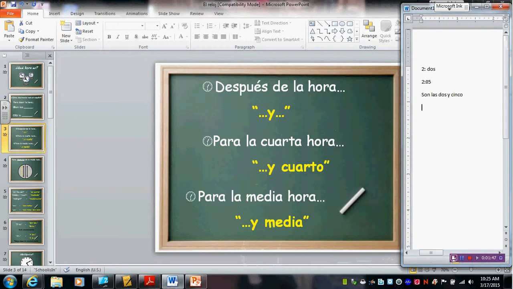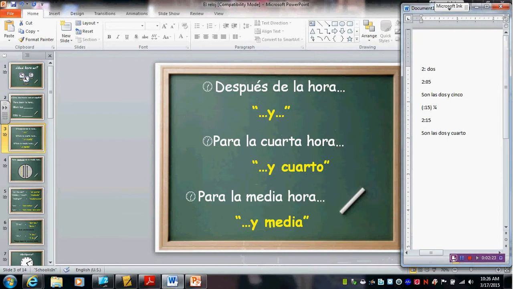When we have y cuarto, it literally means 15 minutes or 1/4. It's only used for when you have to add 15 minutes to the hour. So if I want to say that it is 2:15, the beginning of the sentence is not going to change. It is still going to be son las dos. But instead of doing y quince, which is the number 15 in Spanish, we're going to do y cuarto.